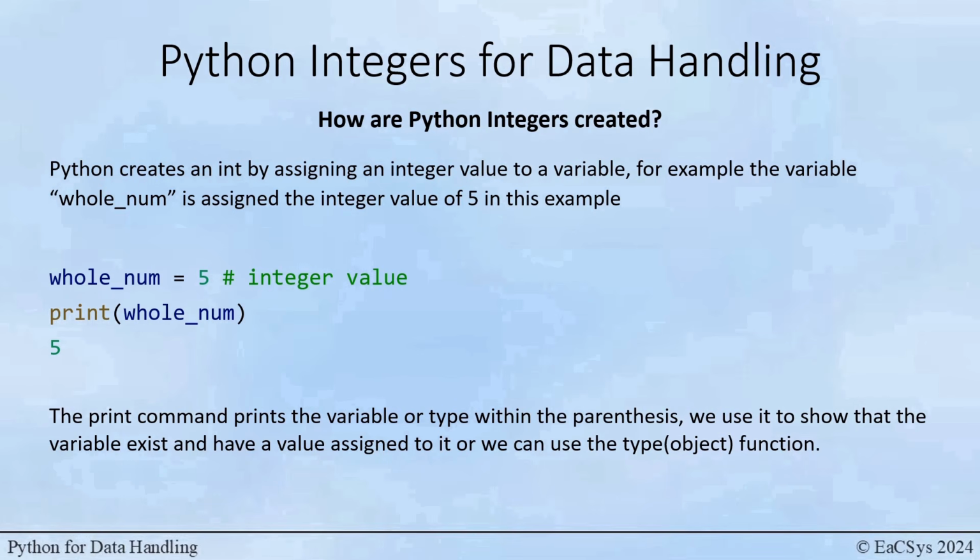We can use the print command to print the value of the variable by putting the variable between the parentheses of the print command. When we run this code, it will assign the variable whole num the value 5, and it will print 5 to the screen. We use the print command to show that the variable exists and that it has a value. Another way to check the object type is to use the type function, for example, to print type of whole num or an int.